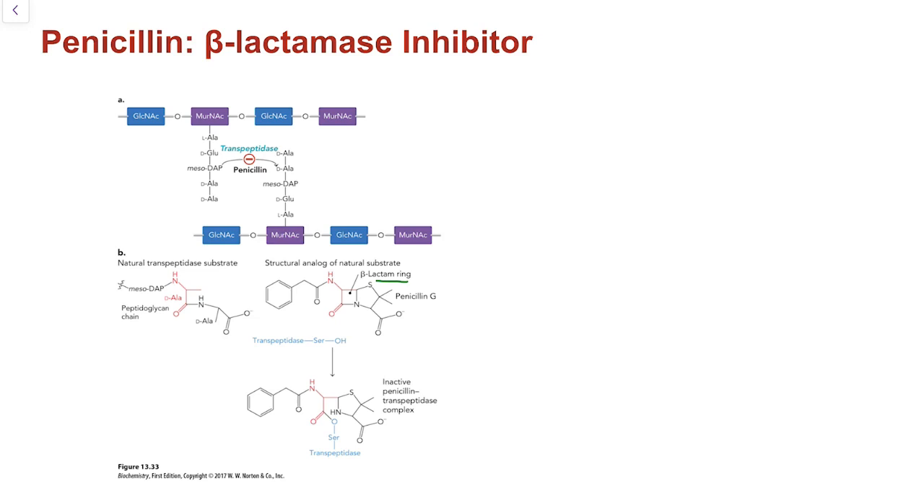So shown below here is this beta-lactam ring that is penicillin. It's a structural analog of the natural transpeptidase substrate. Therefore, it inhibits that transpeptidase that's important in making the cell wall of bacteria.